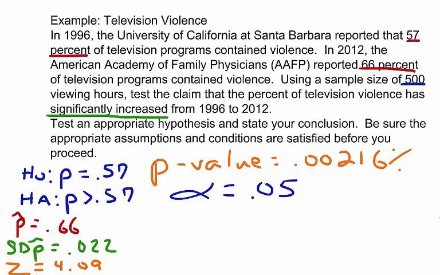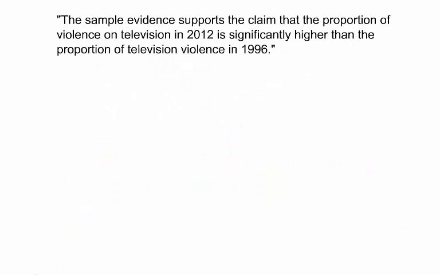For this example, we could even set our alpha at 1%, and we would still find that the sample evidence supported the claim. So once again, in conclusion, we can state that the sample evidence supports the claim that the proportion of violence on television in 2012 is significantly higher than the proportion of television violence in 1996. Now let's take a look at how we would solve this using our graphing calculators.